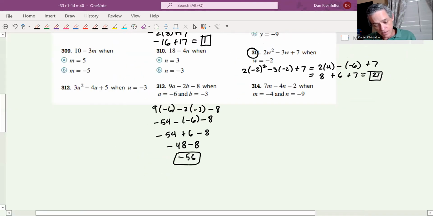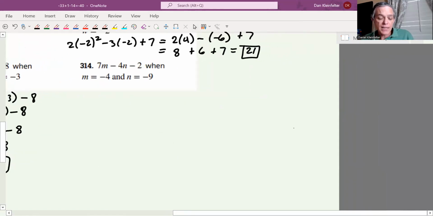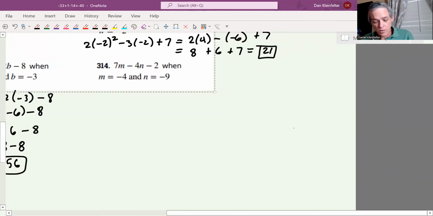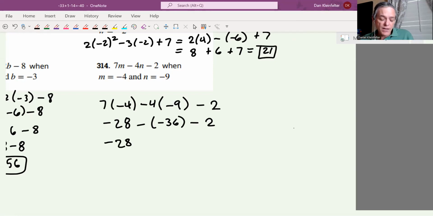And then let's see, let's do one more. Okay, 314, 7m minus 4n minus 2. That's 7 times negative 4 minus 4 times negative 9 minus 2. 7 times negative 4 is negative 28. Minus 4 times negative 9 is negative 36. Minus 2. The subtraction of negative 36 will turn into the addition of positive 36. Okay, negative 28 plus 36 is going to be 8. We'll have 8 minus 2, or 6.